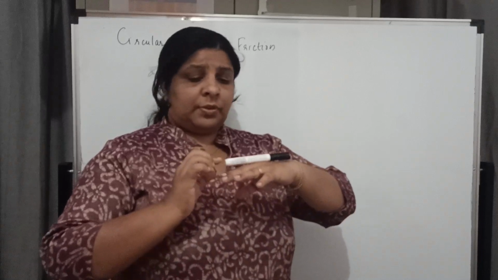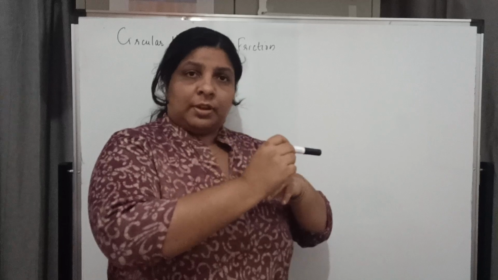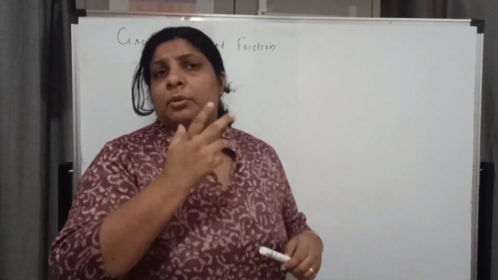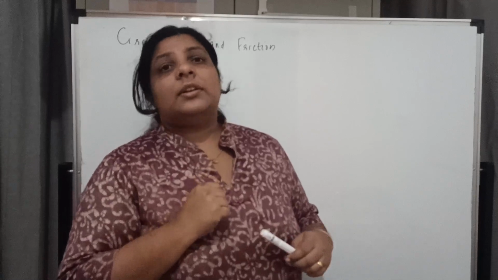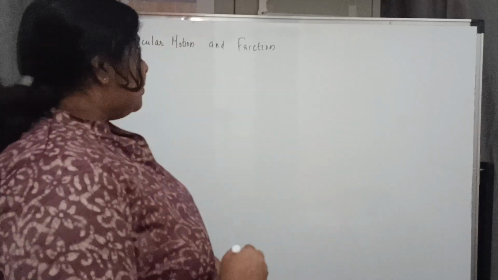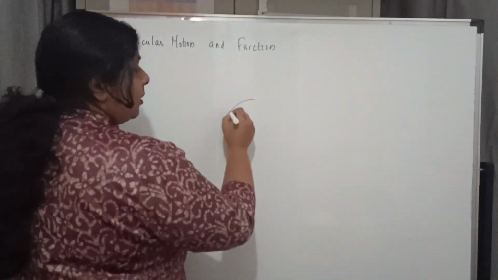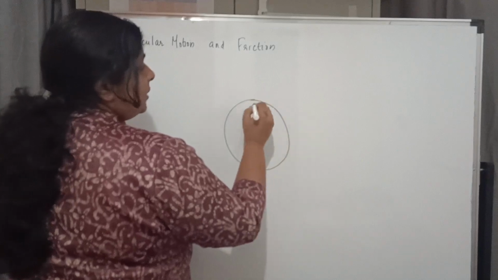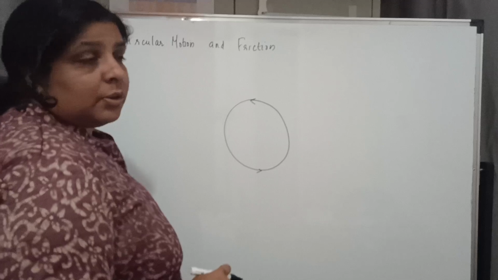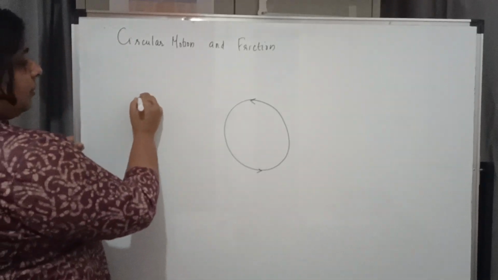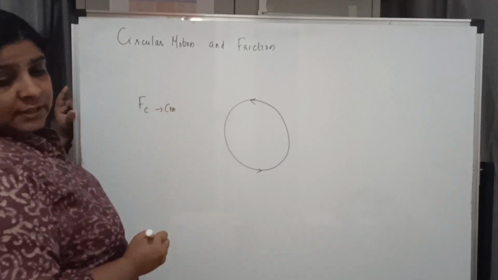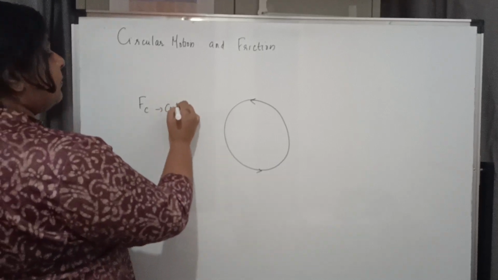Forces are of different types. If I am pushing this, it will be a push. If I am pulling, it is a pull. So if an object is moving in a circular path, there will be a force responsible for that. That force we call centripetal force. The force responsible for circular motion, we represent it as Fc, that is known as centripetal force.